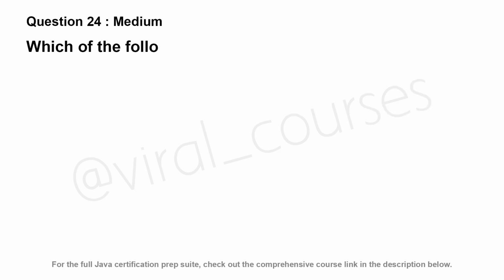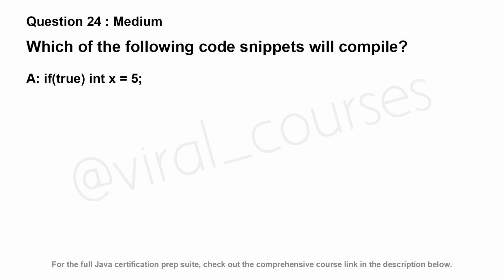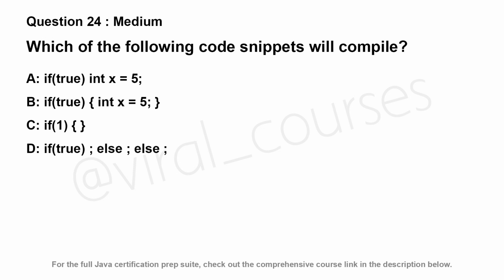Which of the following code snippets will compile? Option A. If true, int x equals 5. Option B. If true, int x equals 5, closing curly bracket. Option C. If 1, opening curly bracket, closing curly bracket. Option D. If true, else.